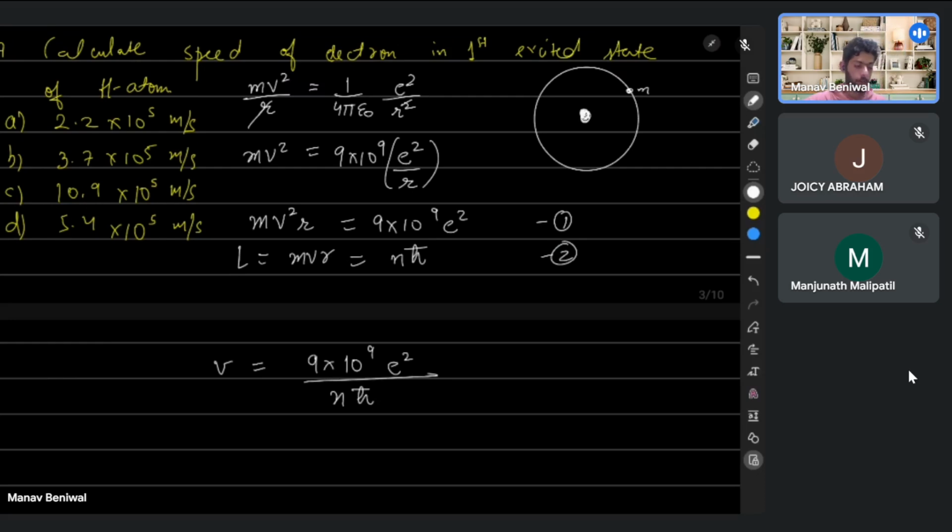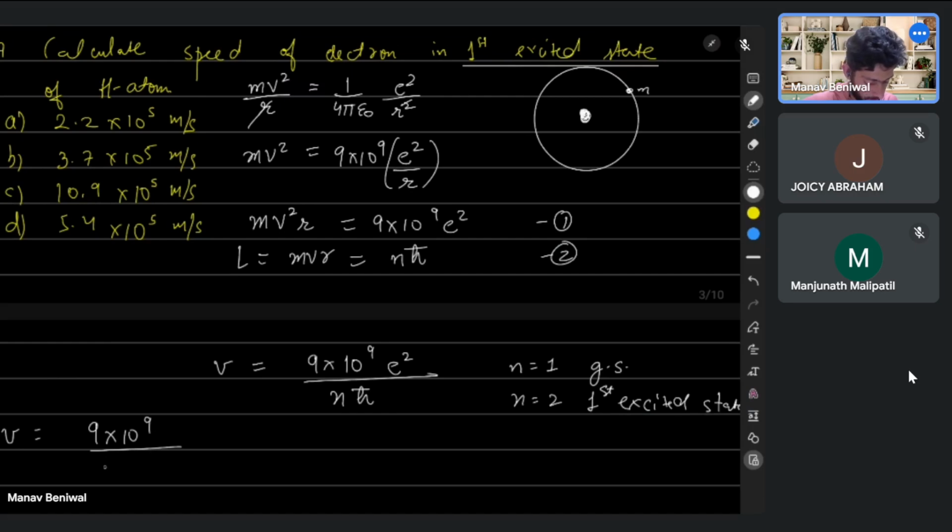And because it is in the first excited state, what will be the value of n? n will be 2, right? So n equals 1 is the ground state, and n equals 2 is your first excited state. So we can put n equals 2 here, and we will get v as 9 times 10 to the 9 upon 2 h cut times e squared.